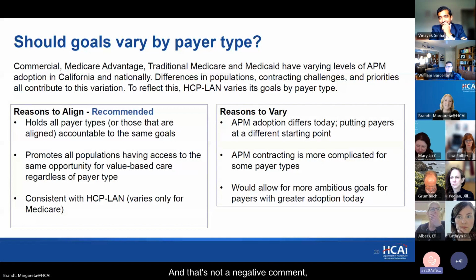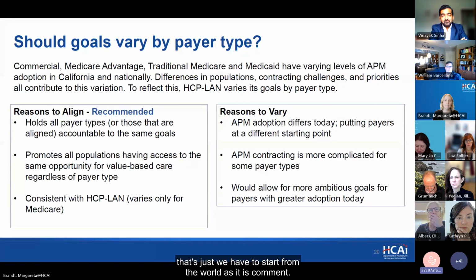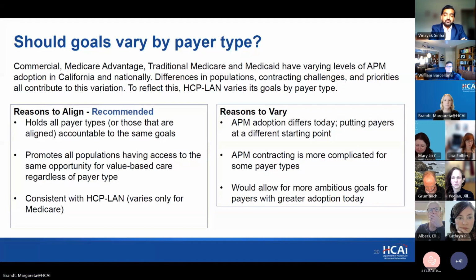And that's not a negative comment. That's just we have to start from the world as it is comment. Yep. Mm-hmm.